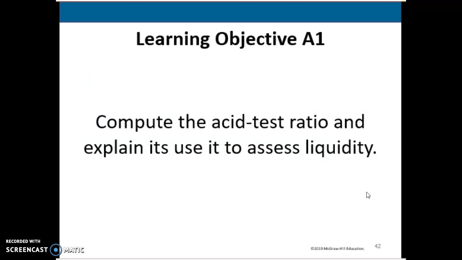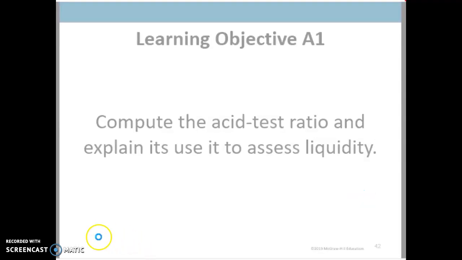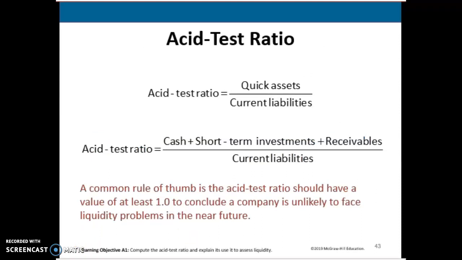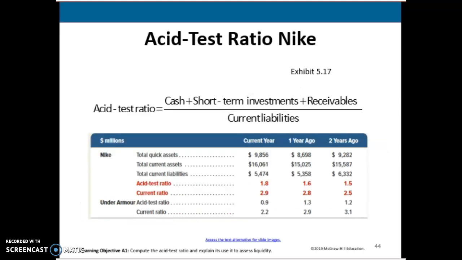All right, next we're going to look at the acid test ratio for Chapter 5. The acid test ratio is calculated by taking quick assets divided by current liabilities. Well, what are quick assets? Quick assets are cash, short-term investments, and receivables. So we're taking those three things, adding them together, and dividing by current liabilities. Typically, we want to have a ratio of at least 1 to make sure that they're able to pay the current liabilities with the things that are likely to be converted to cash very quickly.